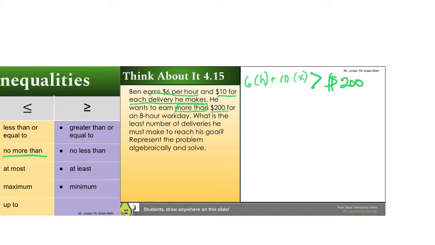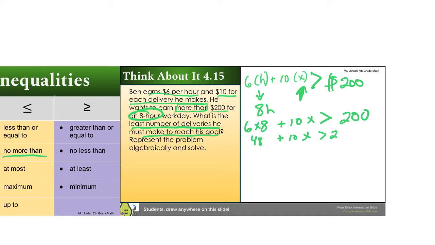So now it says for an 8-hour workday. So the hours we know is 8 hours. What is the least number of deliveries he must make to reach his goal? So we want to know the smallest number of x to represent the problem. So I'm going to replace 6 times 8 hours plus 10x has to be more than or greater than 200. So 48 plus 10x is greater than 200.